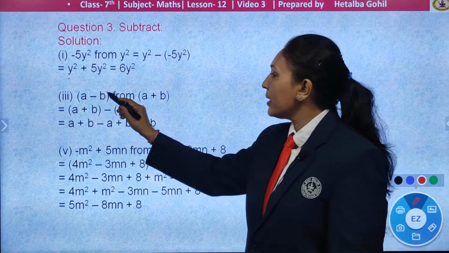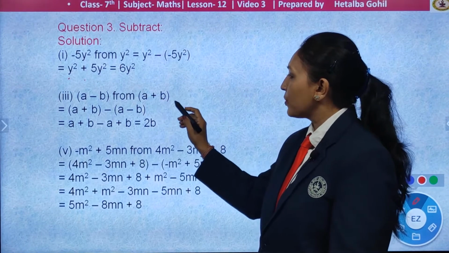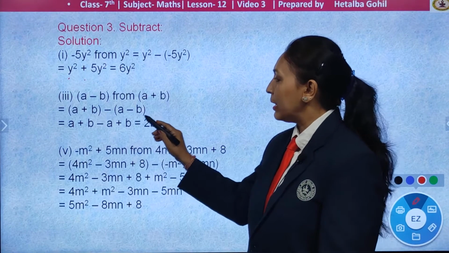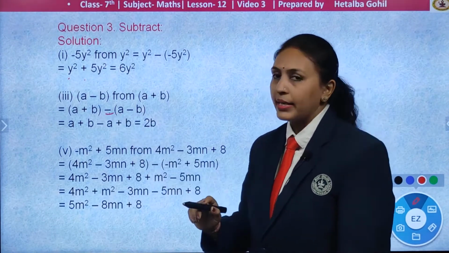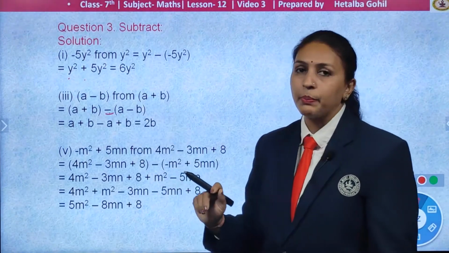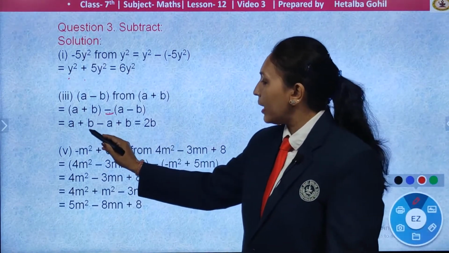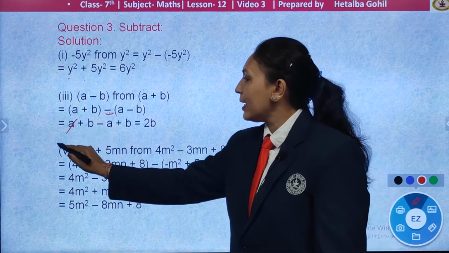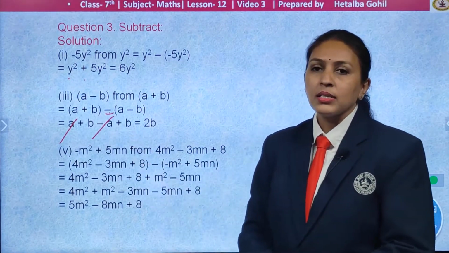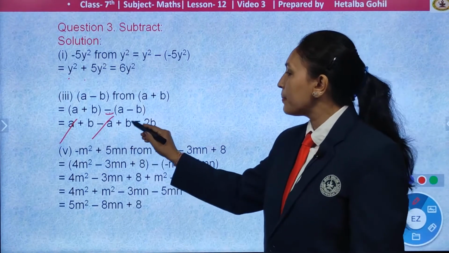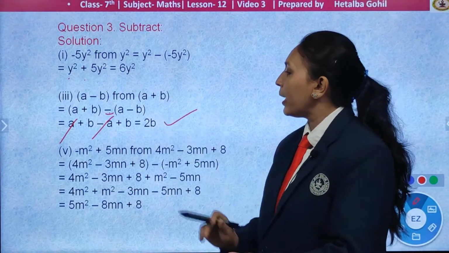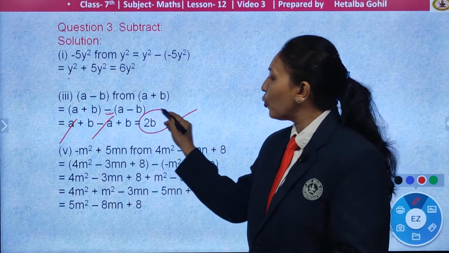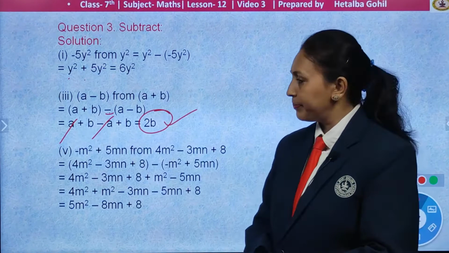Next, a minus b from a plus b. So, you have to subtract a plus b minus a minus b. Now, as there is negative sign outside the bracket, the sign inside the bracket will be opposite. So, a plus b minus a, minus minus becomes plus here. So, minus a and plus a becomes 0. Here b plus b will be equal to 2b over here. Okay, so what is the left out? 2b is our answer here.